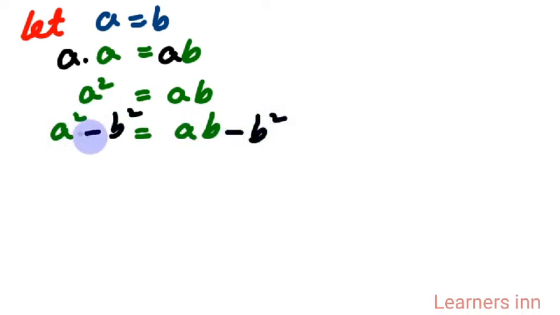We know that A square minus B square is equal to (A plus B) times (A minus B). Taking B common from here, B times (A minus B) remains. Dividing both sides by A minus B, because we can see both sides have the A minus B common. So, dividing by A minus B.